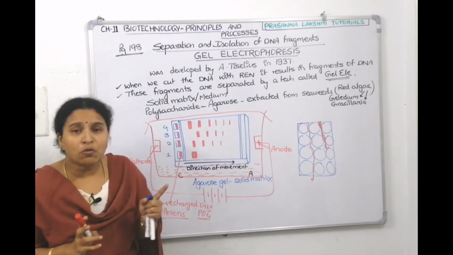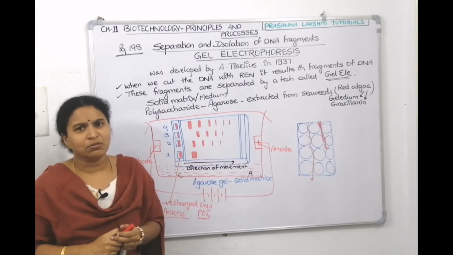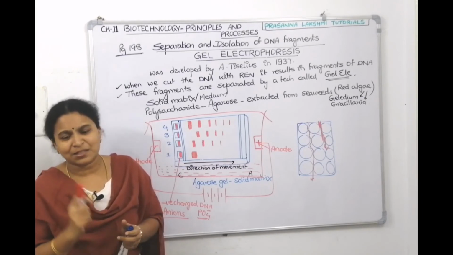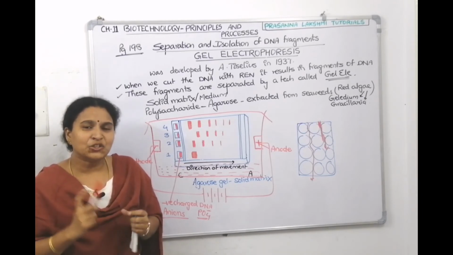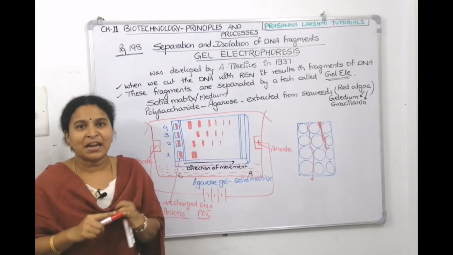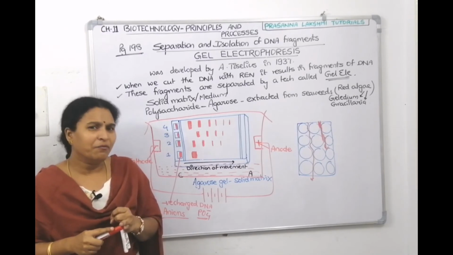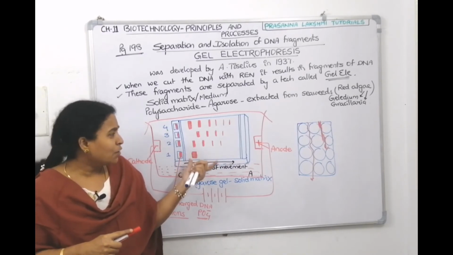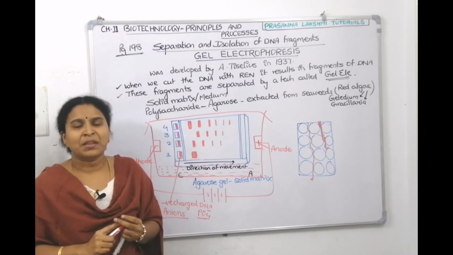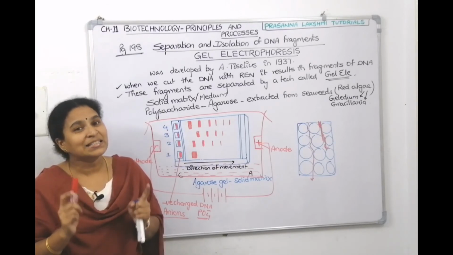But then pure DNA is colorless. All of us know that. Pure DNA is colorless, but I am using red color. Means gel is also transparent. DNA is also transparent. Now can you visualize them like this? We can't see it unless and until it is stained.